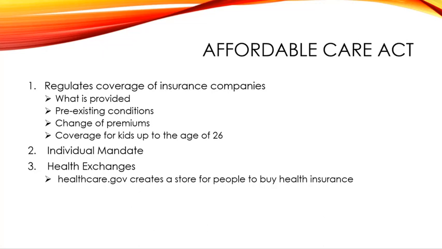It also said that you can't preclude someone from having insurance for having pre-existing conditions. It put limits on how much you can charge premiums, and it provided coverage for kids up to the age of 26. So now individuals who are 24, 25 can still be covered under their parents' health insurance. It also included an individual mandate, meaning that everybody had to have health insurance, and if they didn't, they would pay a tax. It also set up health exchanges, a place for people to buy health insurance, and they could also receive government subsidies to purchase that health insurance.